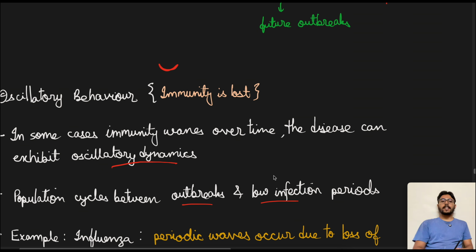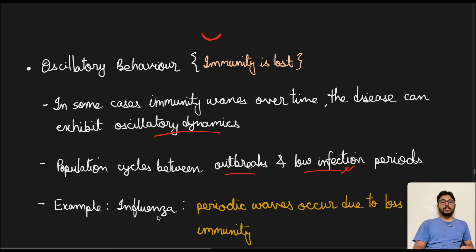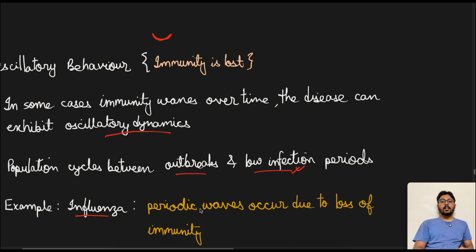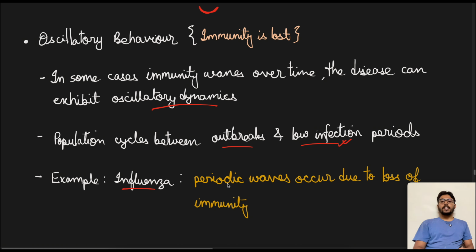So as we can see, there are viral flu and other sorts of diseases which break out during a particular season, right? So they exhibit this oscillatory dynamics, since for some seasons they have low infection periods and for others they mass spread across the population. Now one excellent example of this is influenza. Periodic waves occur due to loss of immunity, as I just stated. So that was how we define the different biological states for the SEIR model.